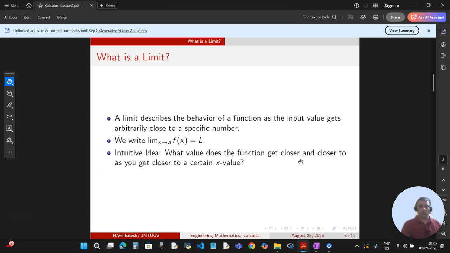So now, limit is defined as the behavior of a function when an input value gets closer to a specific number. So it is defined as limit x tends to a of f of x. So this is the notation that we are going to use, and you will get some value. So when x gets closer to a, what is the value that f of x gets closer to? That is what we are defining as a limit.